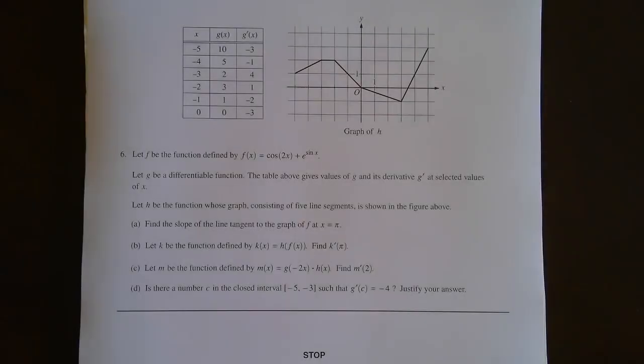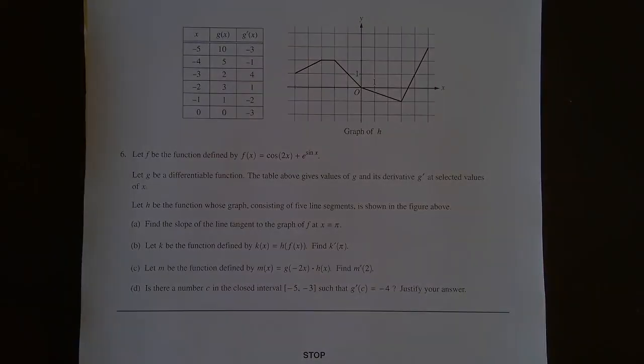So part B, it says let k be a function defined by k of x equals h of f of x, right? And then find k prime of pi, okay? So we got to figure this one out, right? So this, they're testing you, do you know the chain rule, okay? All right? Okay, so we'll go to our paper and we'll do this one.